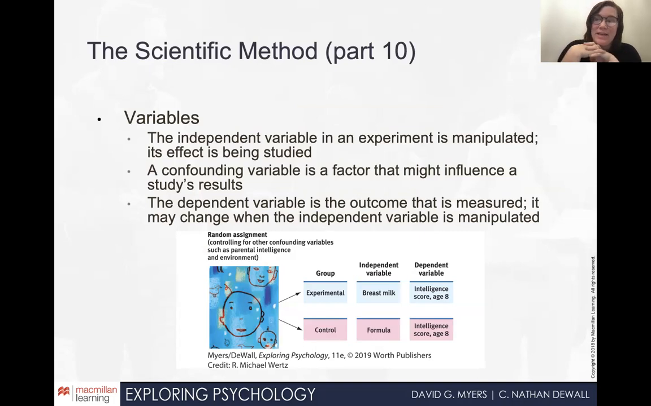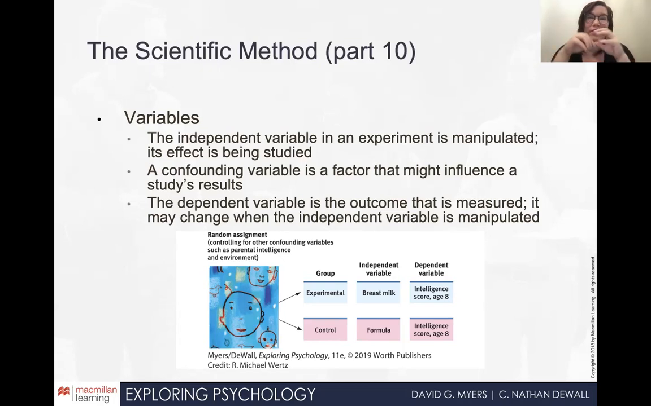So the independent variable in an experiment is manipulated. Its effect is being studied. So this independent variable is being changed. It is independent of all the other variables. It's the one that's being fluctuated. A confounding variable is a factor that might influence the study result. It might be something that you can't account for. Maybe it's something like participants' diet, exercise, sleep hygiene, caffeine intake, right? Maybe something that you can't necessarily control that could impact your study.